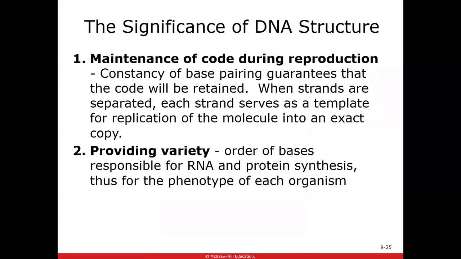So maintenance, the significance of DNA structure. Maintenance of code during reproduction. The constancy of base pairing guarantees that the code will be retained. So when strands are separated, each strand serves as a template for replication of the molecule into an exact copy. It also provides variety. The order of bases is responsible for RNA and protein synthesis, thus for the phenotype of each organism. So you have a variety of bases that's responsible for RNA and protein synthesis.